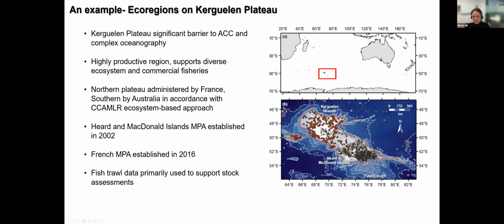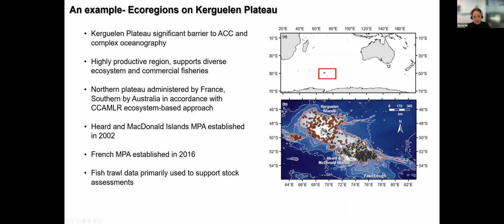So the northern part of the plateau is a French territory and administered by France, and the southern part of the plateau is administered by Australia. And it's administered in accordance with CCAMLR's ecosystem-based approach to fisheries. In addition, in the southern Australian section, the Heard and McDonald Islands MPA was established in 2002, and in the French region, an extensive MPA was established in 2016.